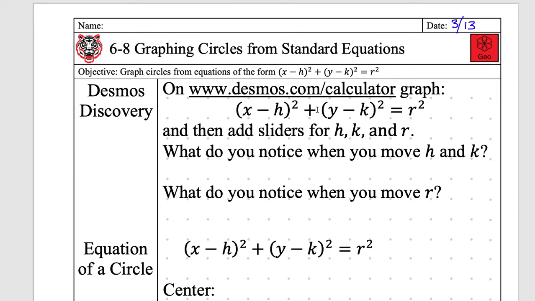All right, so someone share. What did you notice when you moved h and k? What specifically? Julian, Card, thank you. R makes it bigger. So if r was 1 and I make it half, then r is going to get bigger? It makes it bigger and smaller. Oh, it makes it bigger and smaller depending on what?